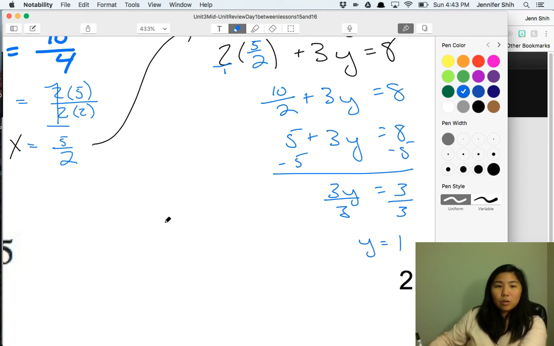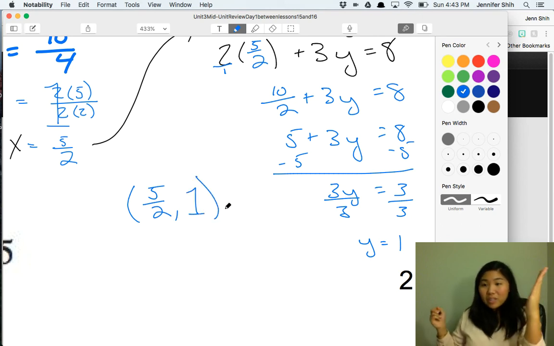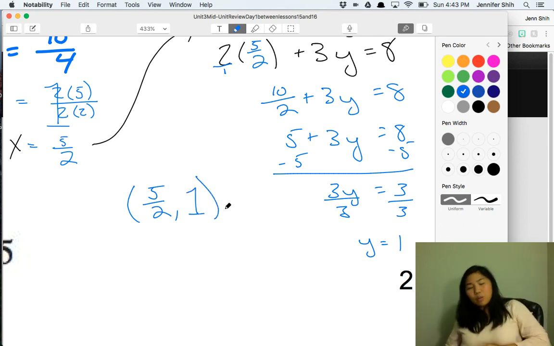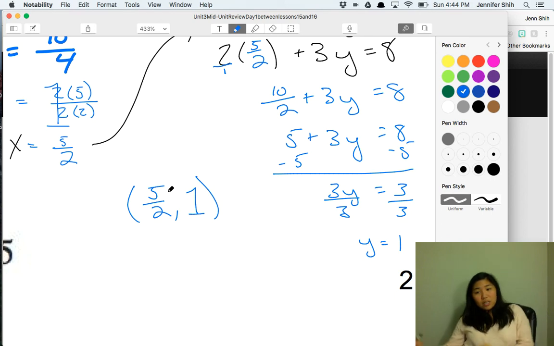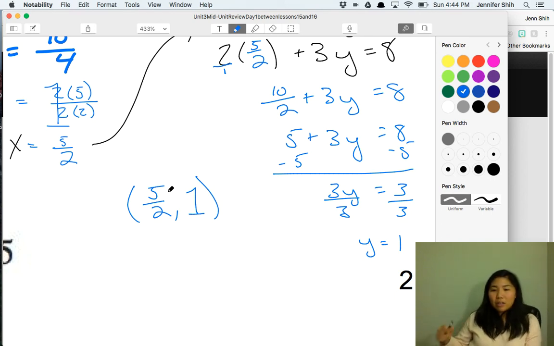Okay, so my x value is 5 halves and my y value is 1. So that's my solution. This is a little harder to see when you graph. 5 over 2 is 2.5, so it's not super easy to see on your graph, but we're going to do some guided practice problems next.